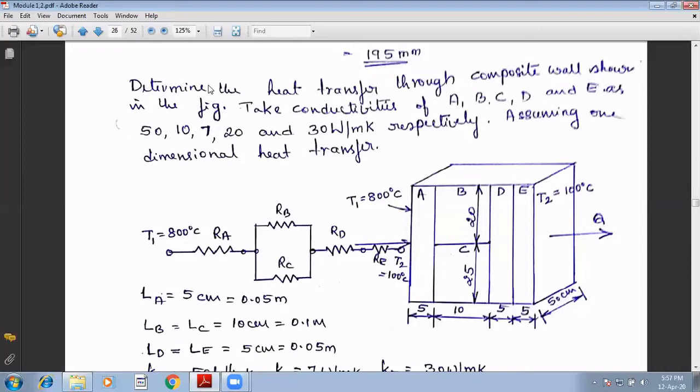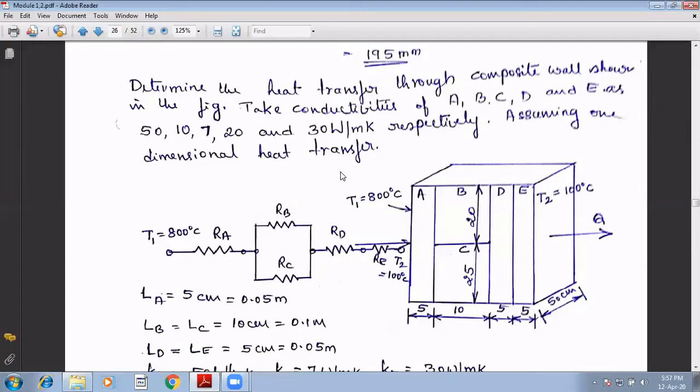If we go by the problem statement, determine the heat transfer through the composite wall as shown in the figure. Take the conductivities of A, B, C, D and E as 50, 10, 7, 20 and 30 watt per meter Kelvin respectively, assuming one-dimensional heat transfer.